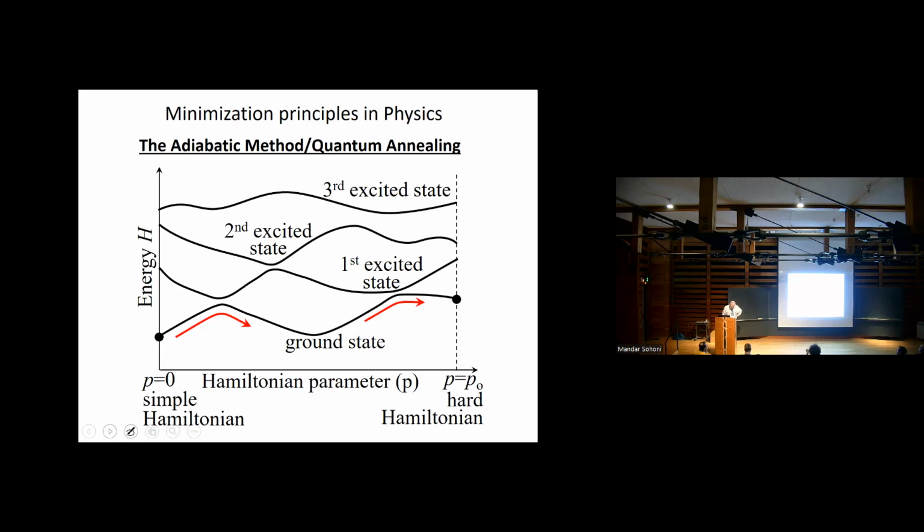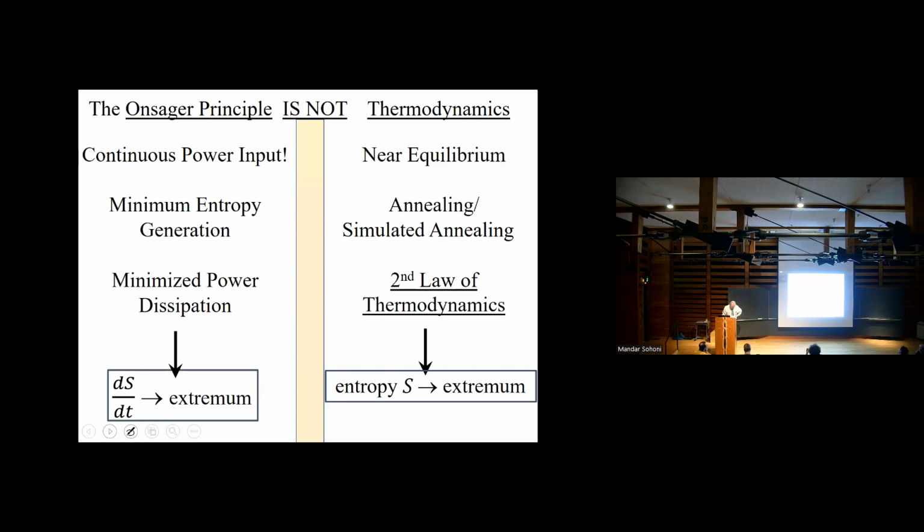So this is the adiabatic method, and this is the Onsager principle. This slide is meant to explain the Onsager principle. It has the word entropy in it, but don't confuse it with thermodynamics. In thermodynamics, you're near equilibrium. And in the Onsager principle, you have continuous power input, so the system can never reach equilibrium.